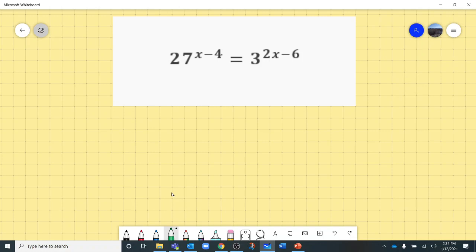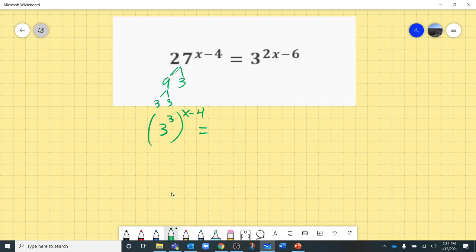What you need to do is say, okay, well, how can I rewrite this so that it would make sense, or so that I can have a common base? And so if you look at this 27, well, 27 is 9 times 3, and 9 is 3 times 3. And so right here, what we have is 3 times 3 times 3. And we could rewrite that using exponents as 3 to the third power. 3 to the third power and 27 are the same thing. So what we have is 3 to the third power raised to the x minus 4.